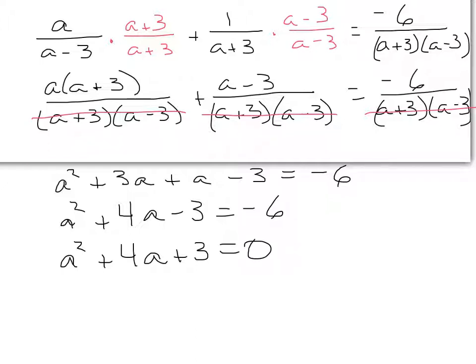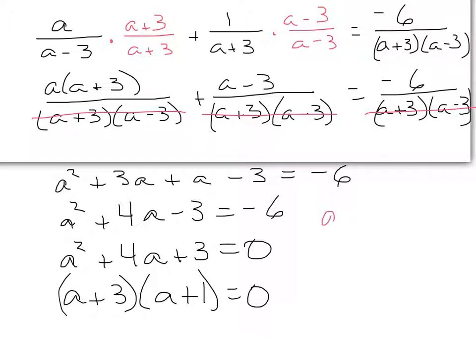And now we see if we can factor this, which we can. We get a plus 3 times a plus 1 equals 0. Now our zero factor property says that if you have two numbers that multiply together and equal 0, that means one or the other one has to equal 0. So either a plus 3 equals 0, meaning a equals negative 3, or a plus 1 equals 0, and that means a equals negative 1.